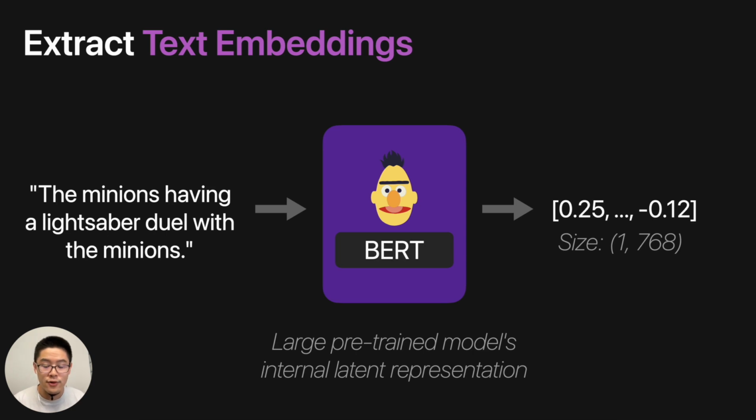Those embeddings can be interpreted as the internal latent representation of the sentence inside of those pre-trained models, and they can capture some semantic or syntactic meaning of the input sentence. The output would be a vector. For example, here we have one vector with length 768, so you can think of it as a high-dimensional representation of the input sentence.